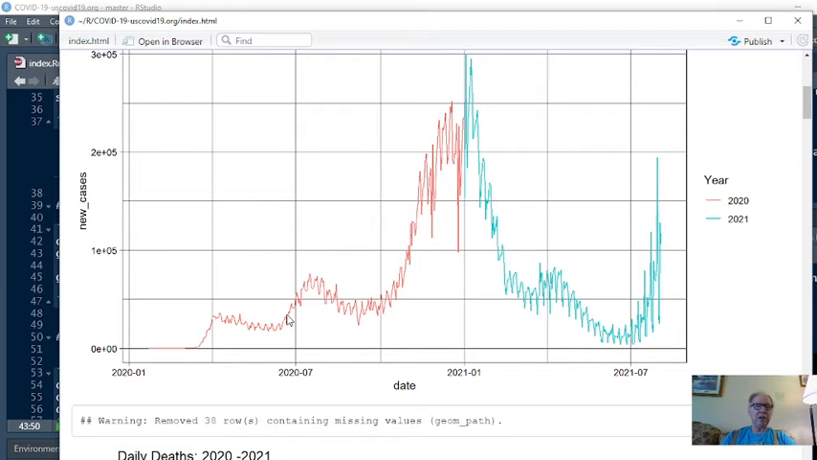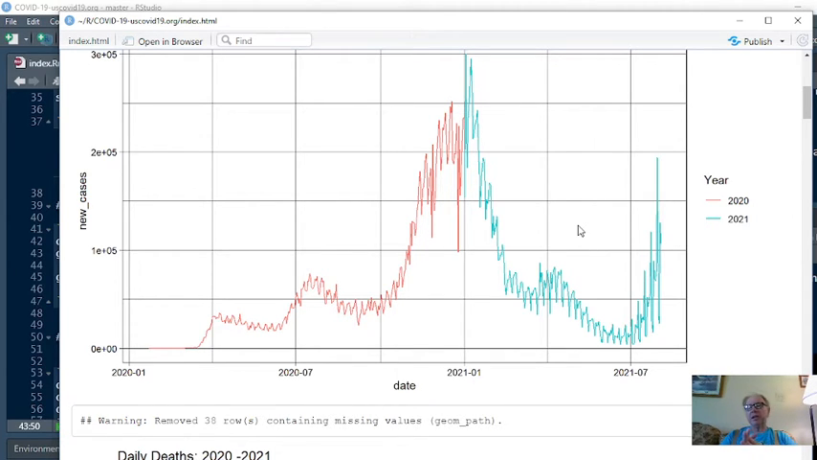If we look back over here, you can see for cases that during 2020, the trend was upward. The trend was upward, particularly. But in 2021, for the first part, up to say July, we had almost a mirror image of this, a declining pattern. Now we're seeing this spike here, which is a bit of a concern.